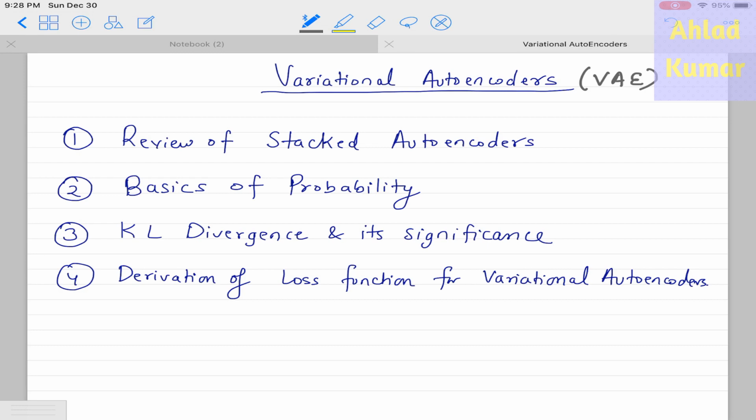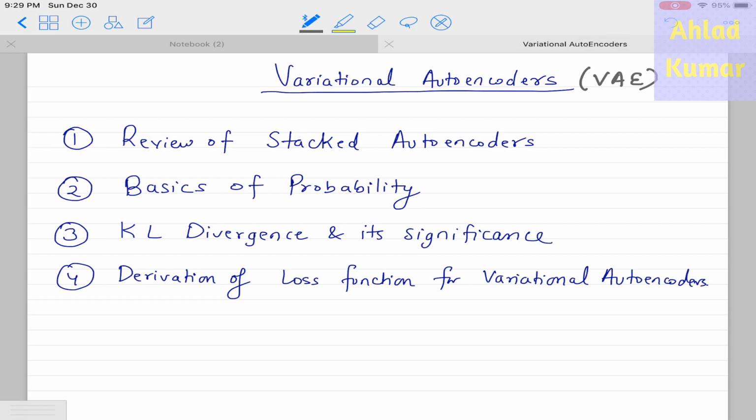It will be a lecture series that will consist of multiple lectures which will all be interlinked, and once all these lectures are finished, you will have a complete understanding of variational autoencoders. I have divided the lecture series into the following parts.